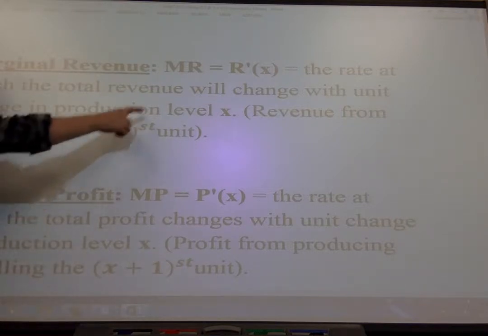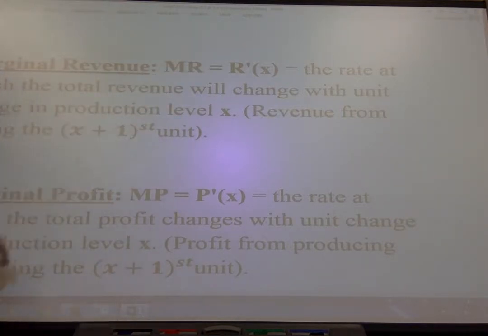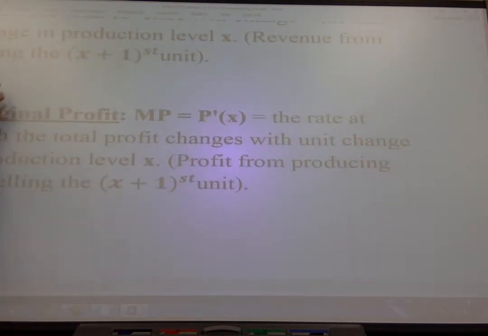Selling the next one after whatever x is, the x plus first unit. And the marginal profit follows right from that. Marginal profit, P prime of x, is the rate at which the total profit changes with unit change in production level x. It is the profit from producing and selling the x plus first unit. So if I said what's the marginal profit for 1,000 units, it would be the profit from the 1,001st unit sold.